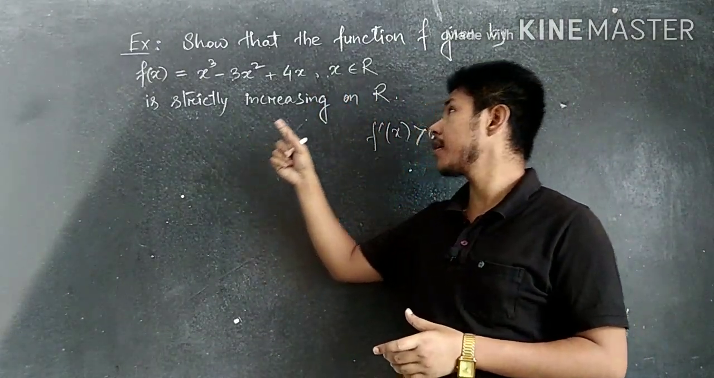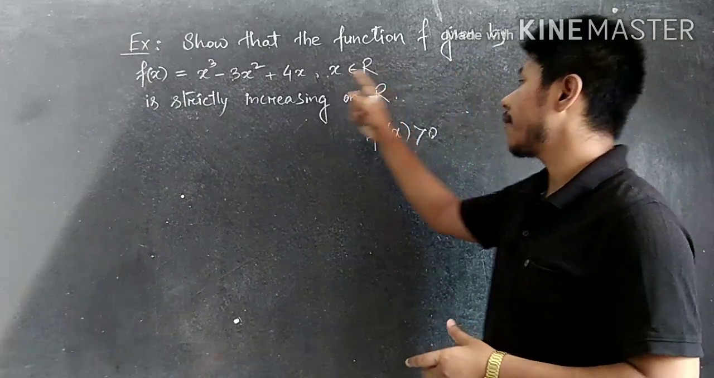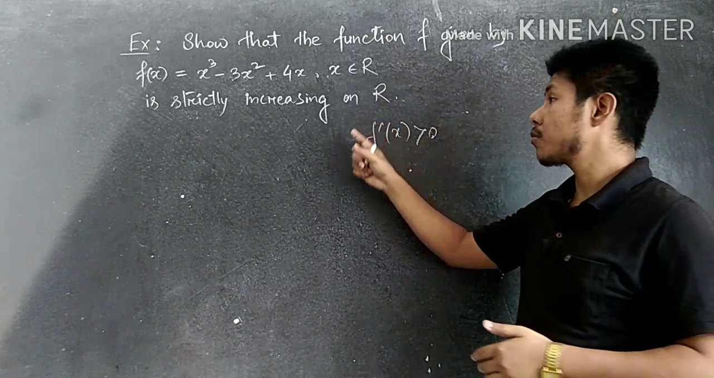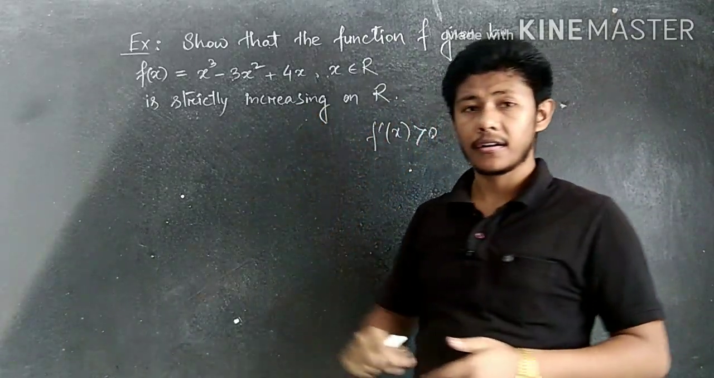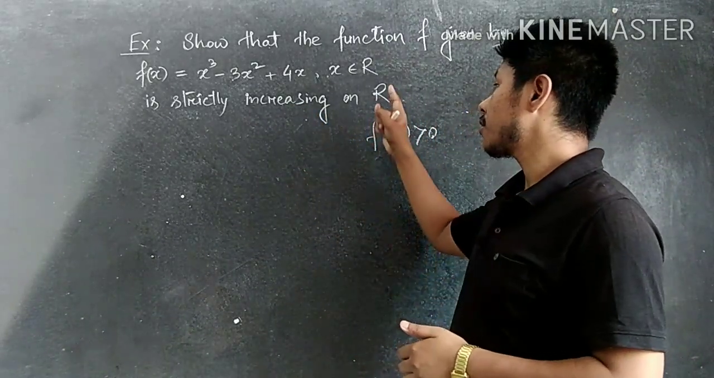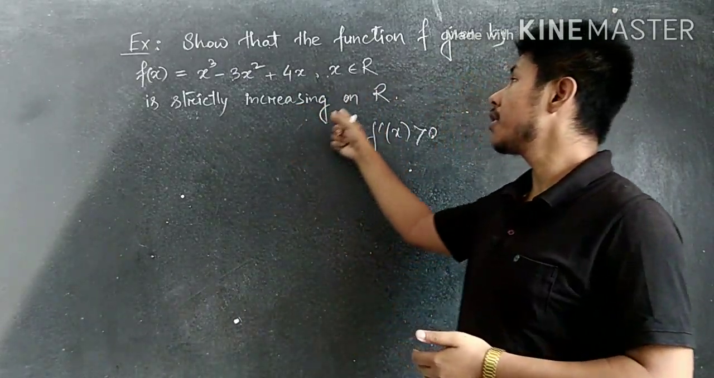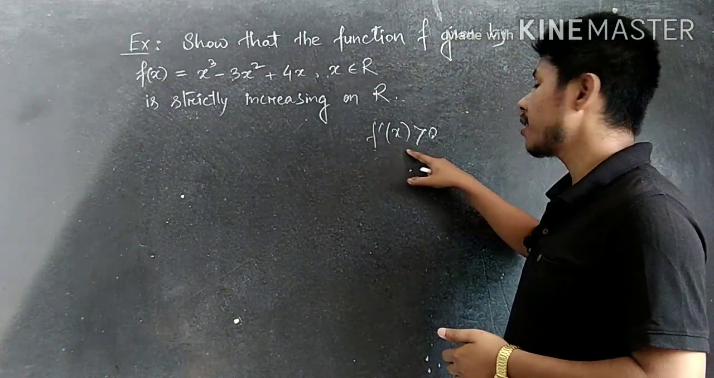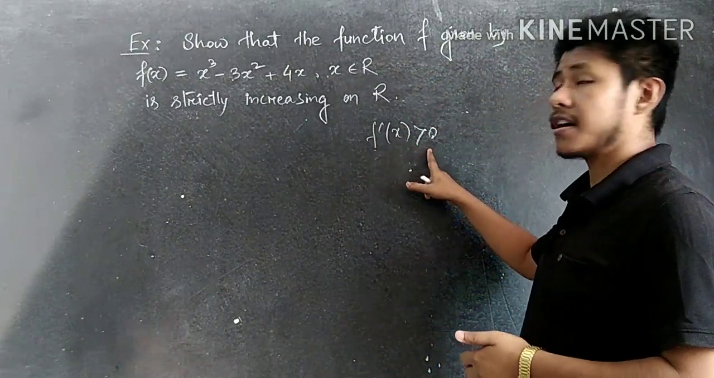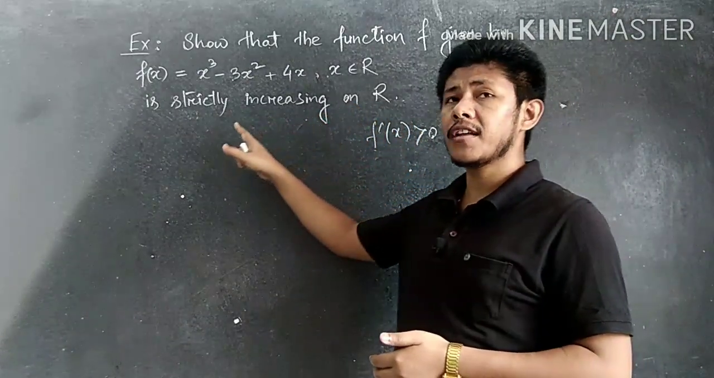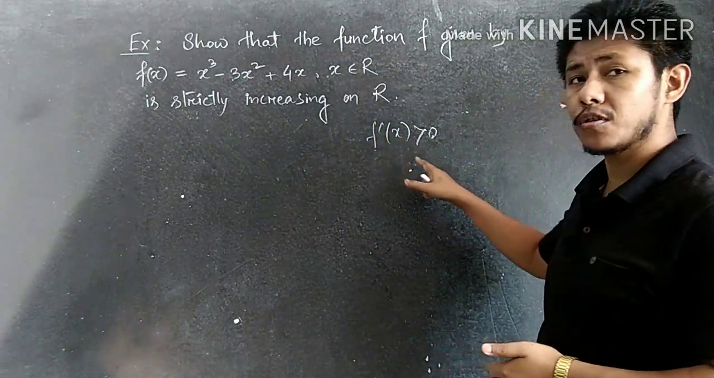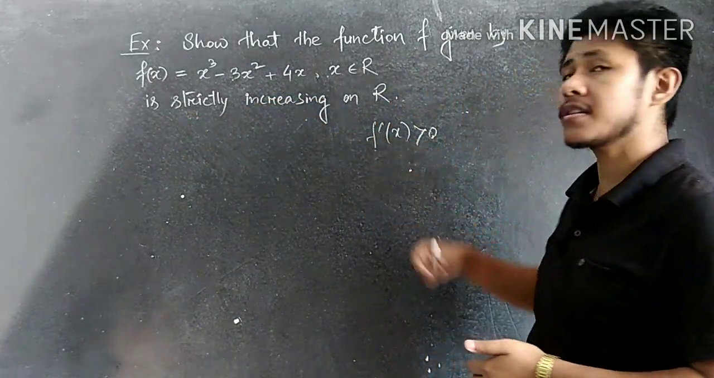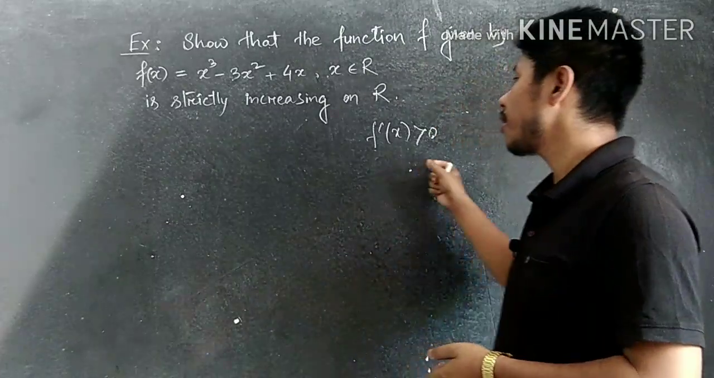If you see the example here, the function f given by f(x) equals x cube minus 3x square plus 4x, x belongs to R, is strictly increasing on R, is not it? So now in this case we need to prove this result is strictly increasing. For this, the strictly increasing condition is this one: f dash of x greater than 0. If only increasing is given, then we have to write f dash of x greater than equals to, but in this case it is mentioned strictly increasing, so that's why we have to write f dash of x strictly greater than 0. This result we need to prove here.